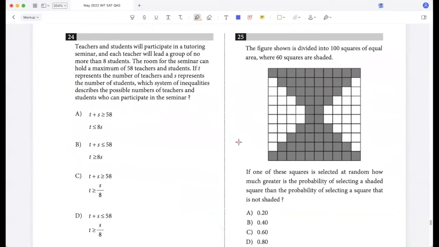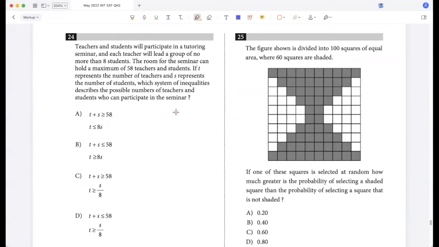Teachers and students will participate in a tutoring seminar, and each teacher will lead a group of no more than 8 students. The room for the seminar can hold a maximum of 58 teachers and students. If T represents the number of teachers and S represents the number of students, which system of inequality describes the possible number of teachers and students who can participate?